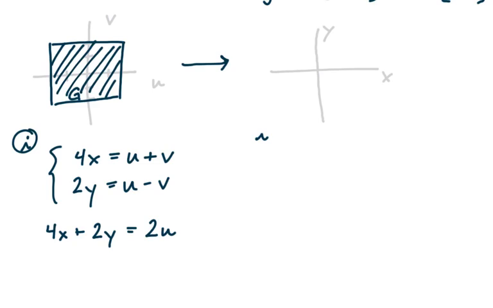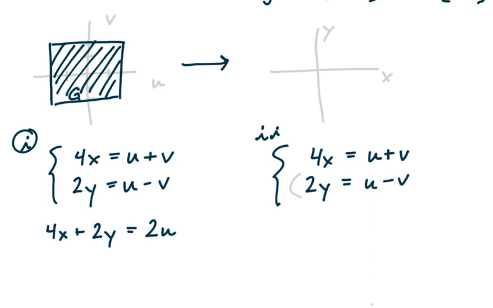Another way we could think about that, taking those same equations, 4x equals u plus v and 2y equals u minus v. Now, if I were to subtract this, I would get a different equation. My u's would cancel, and I would have 4x minus 2y equals no u, and then we would have positive 2v.